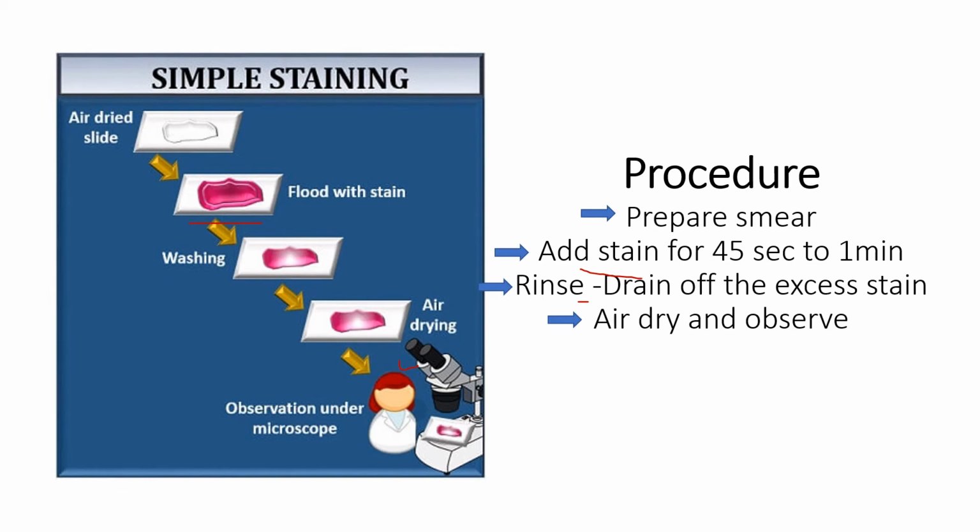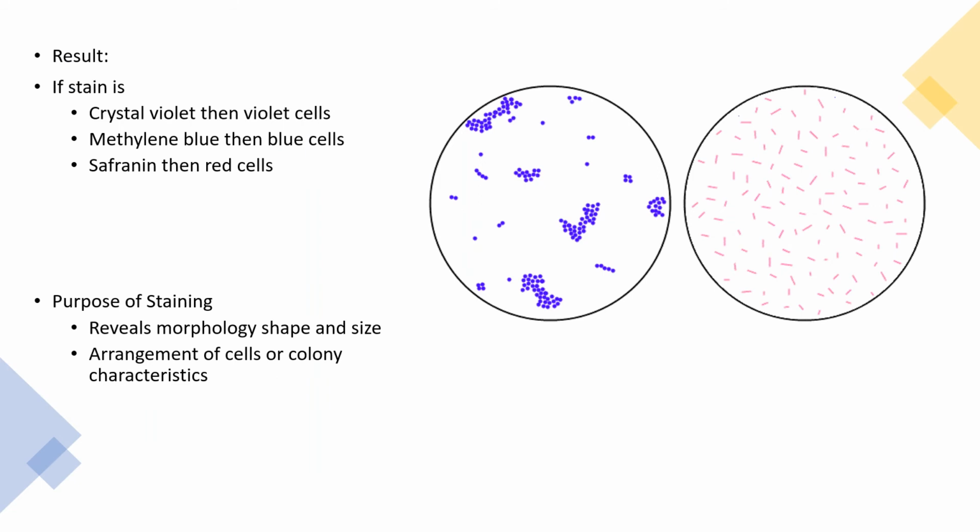If you look at the resultant slides of simple staining, you will see a white background, right? Over it there are some stained cells. These stained cells are colored on the basis of the stain that you have used. If you have used crystal violet, these will be violet cells. If you have used methylene blue, then you have blue cells. If you have used safranin stain, then you will have red cells.